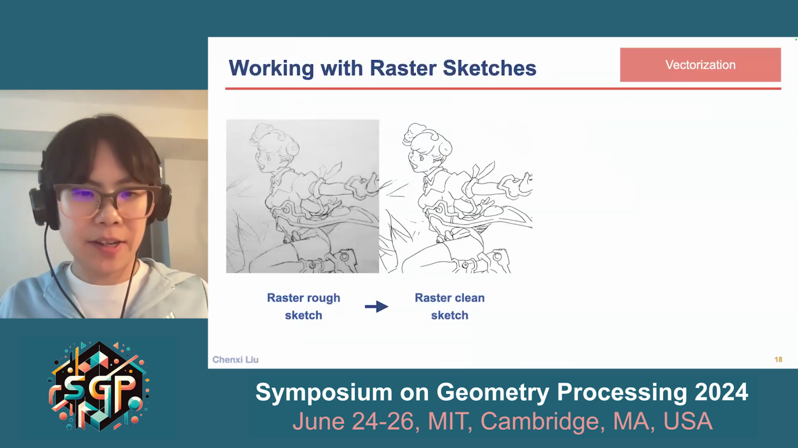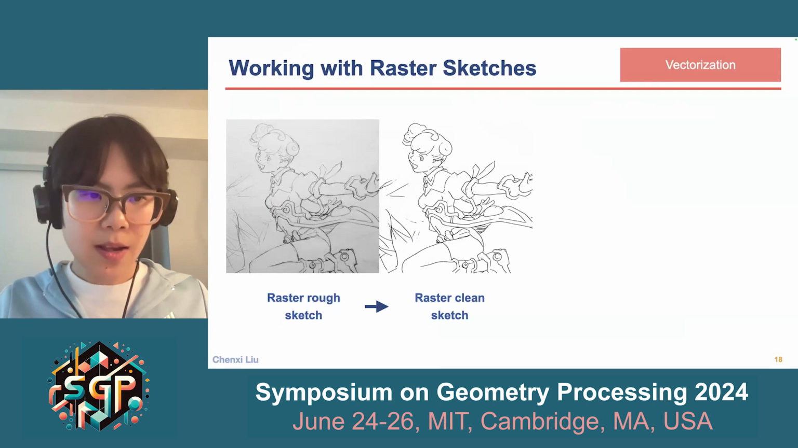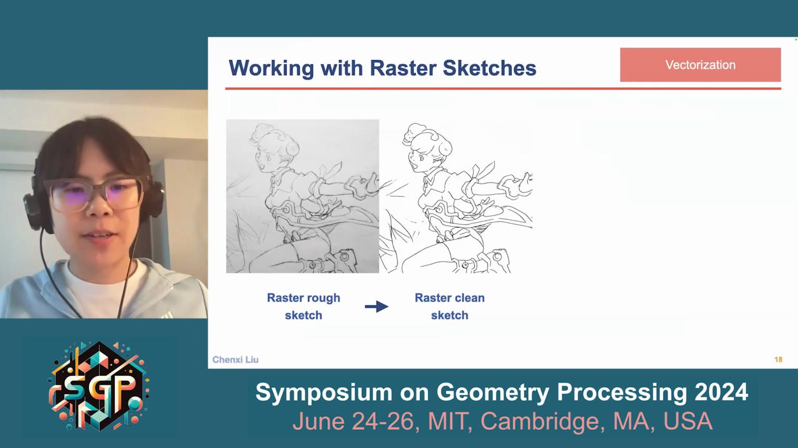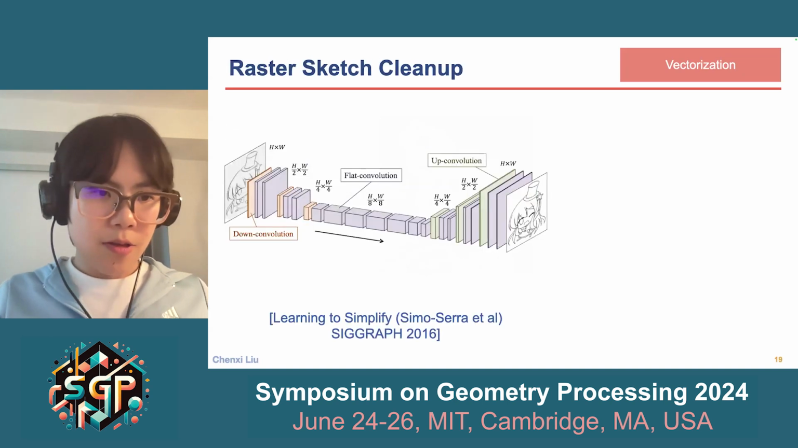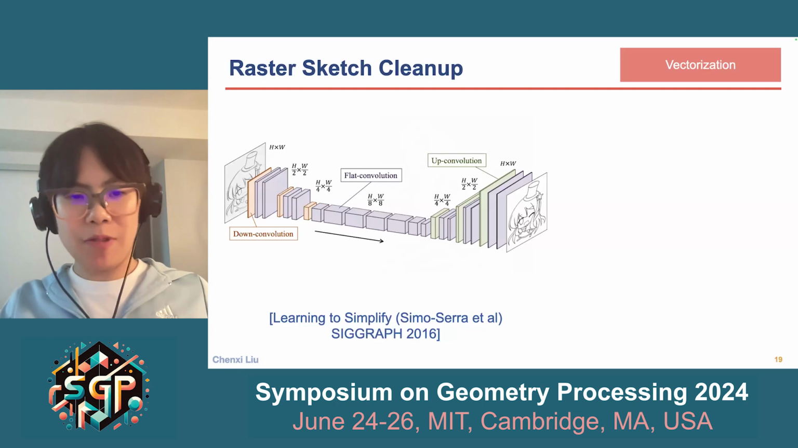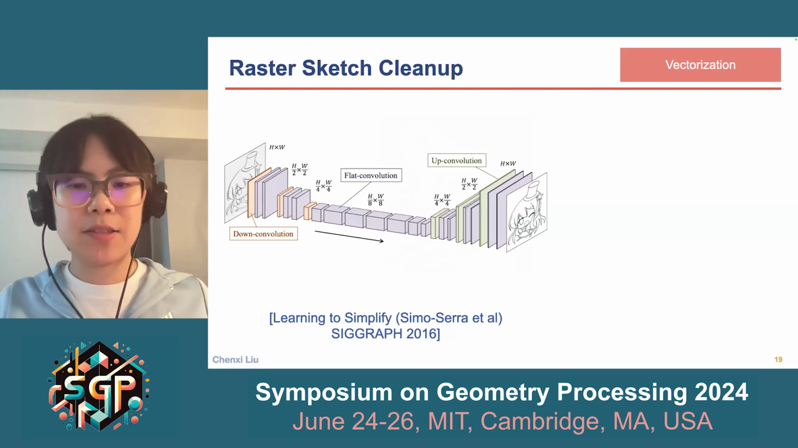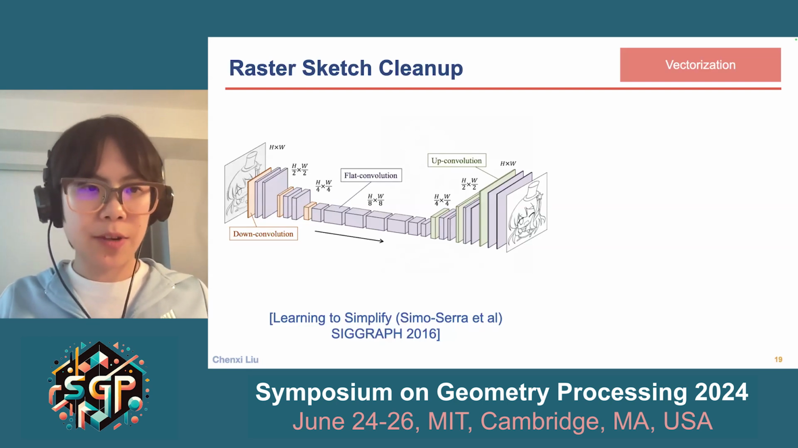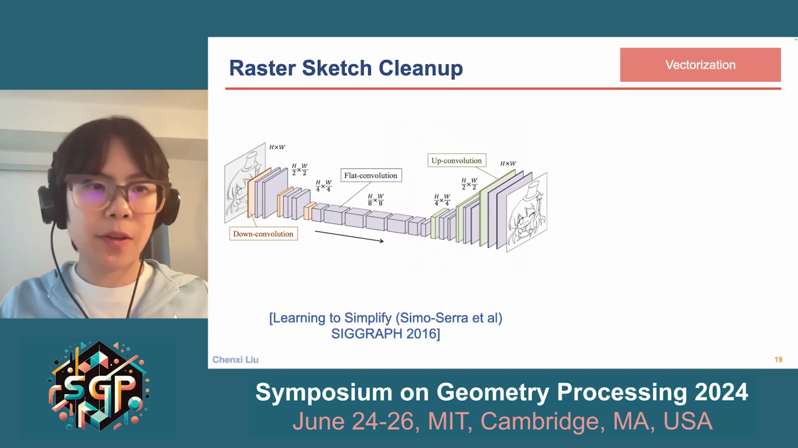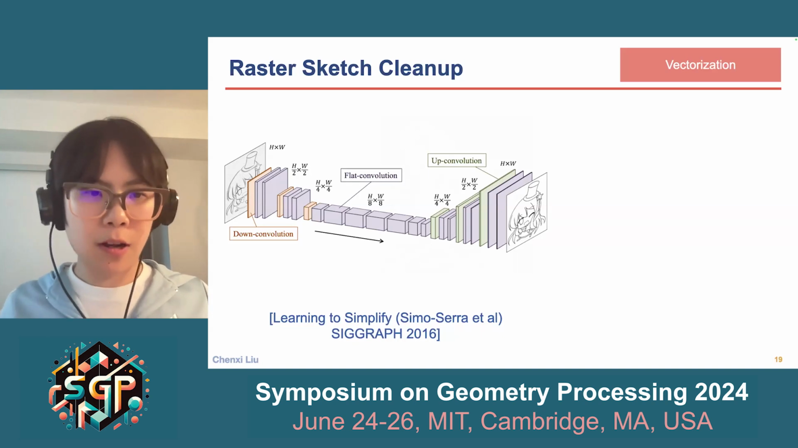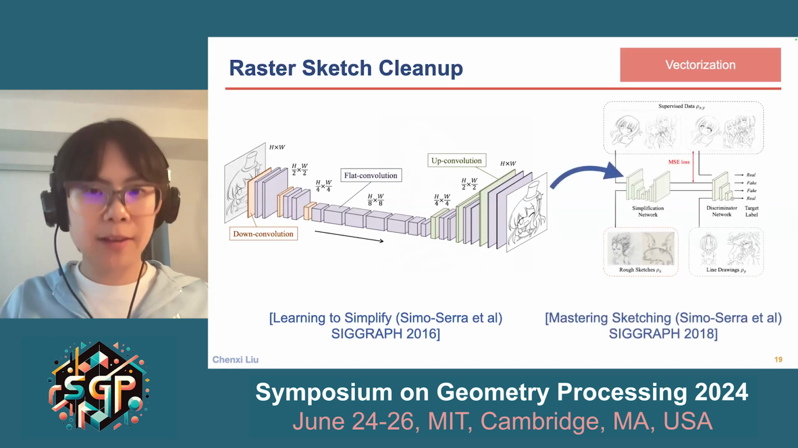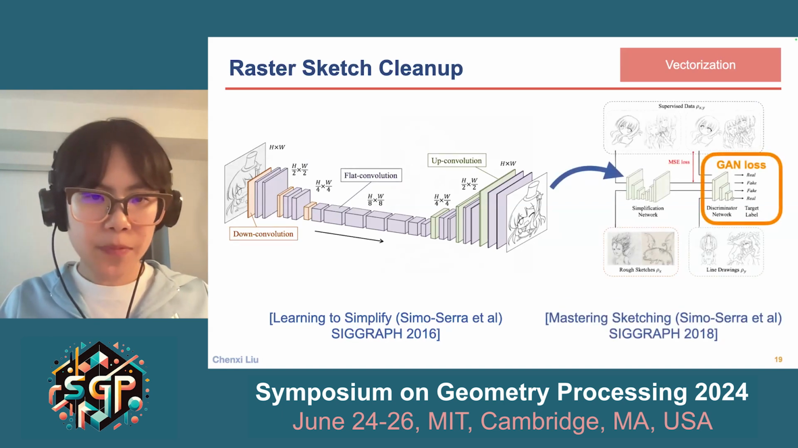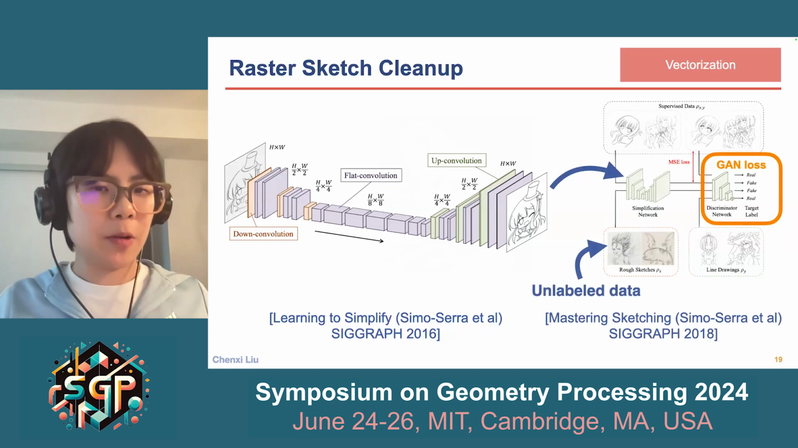Raster sketches can contain a lot of noise from either scanning or human sketching. As a pre-processing, we can turn raster rough sketches into raster clean line drawings. This group of work started with training a CNN with annotated rough clean sketch pairs. So we have the input rough sketch on the left and the output clean one on the right. The authors then in a later work added GAN loss. So we can see over there. So they can train on unlabeled data.